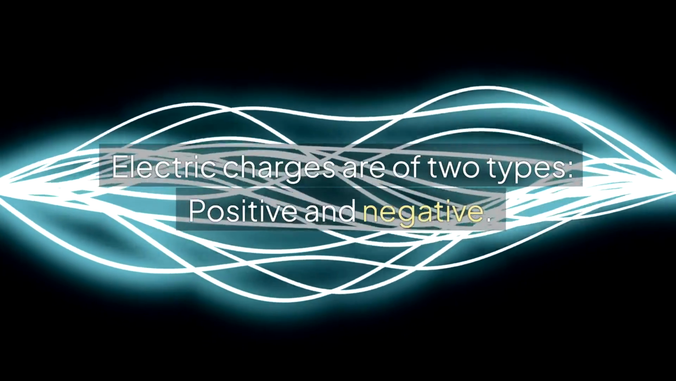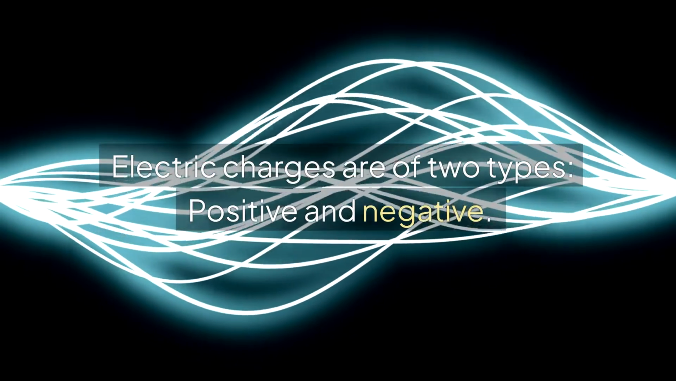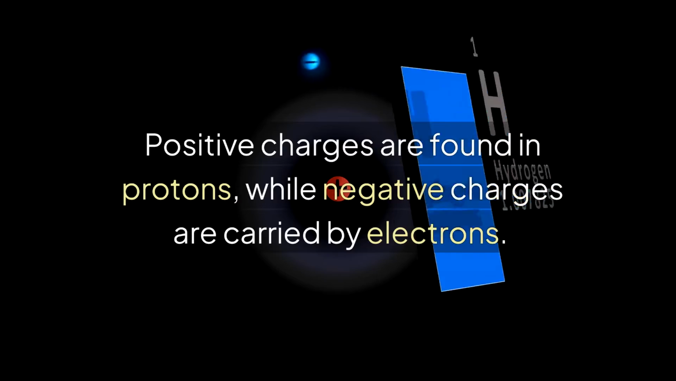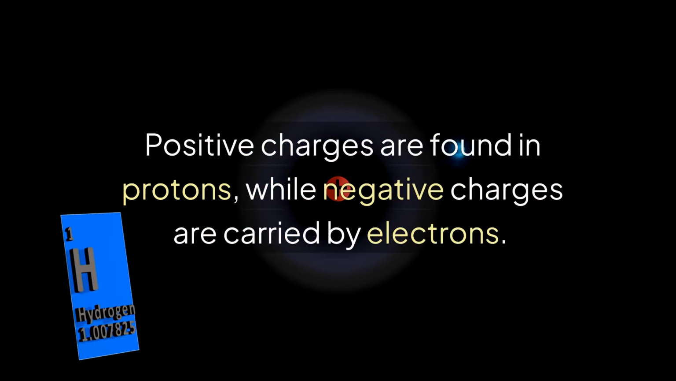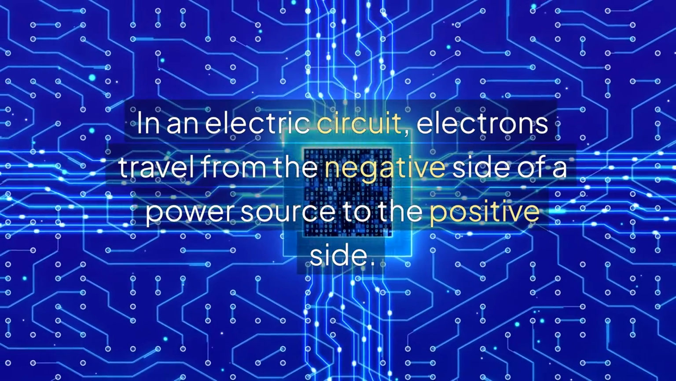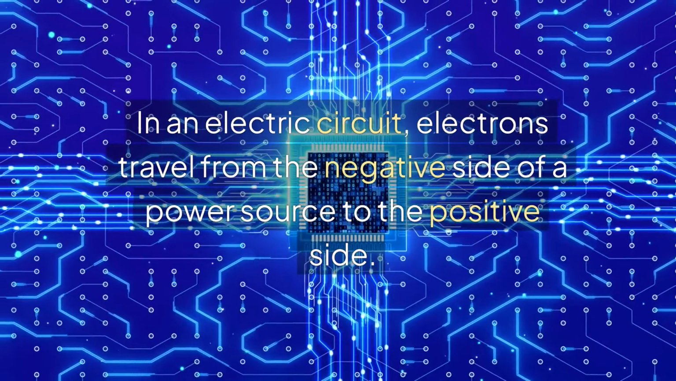Electric charges are of two types, positive and negative. Positive charges are found in protons, while negative charges are carried by electrons. In an electric circuit, electrons travel from the negative side of a power source to the positive side.